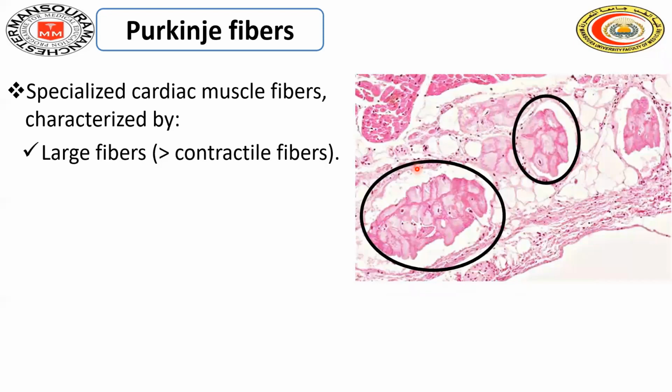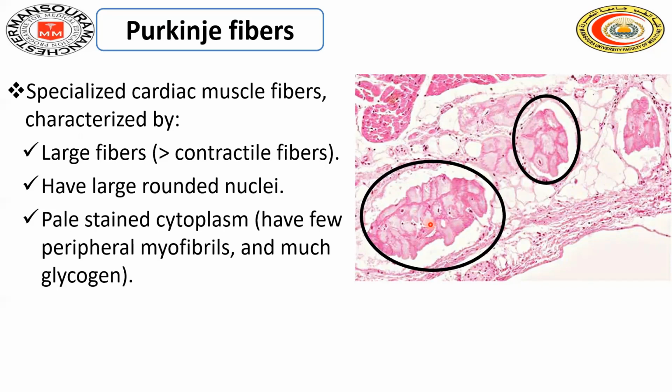Number one, they are larger in size. So when we compare the size of Purkinje fiber with the size of cardiac muscle fibers, they are larger than the ordinary contractile cardiac muscle fibers. Second point, they have large rounded nuclei. So here the nucleus is rounded. It's mostly oval in the cardiac muscle, but here in the Purkinje, they are large rounded nuclei.